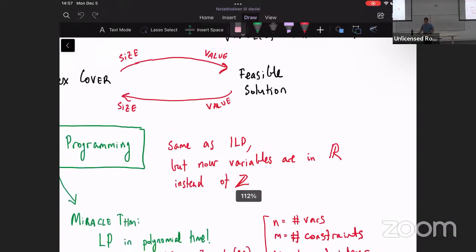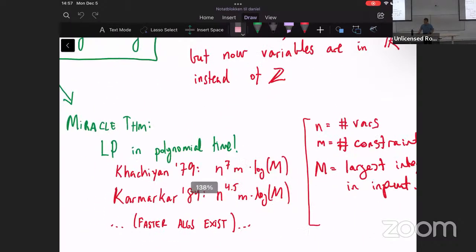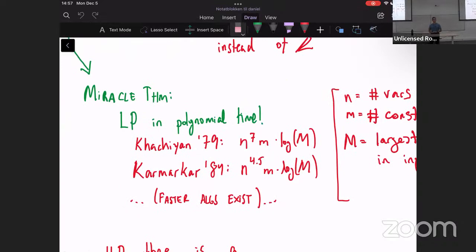And the miracle theorem is that linear programming actually can be solved in polynomial time in the size of the input, right? So if I feed the solver an LP, so a set of constraints and an objective function, then in polynomial time, in n times m times log the biggest number, you're actually going to get out an optimal solution to your linear program.